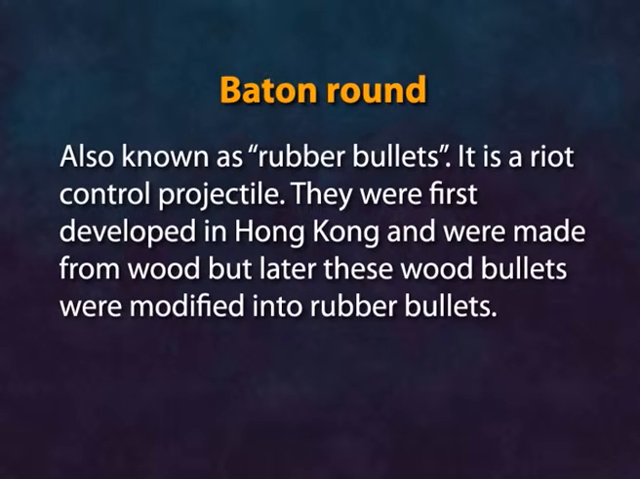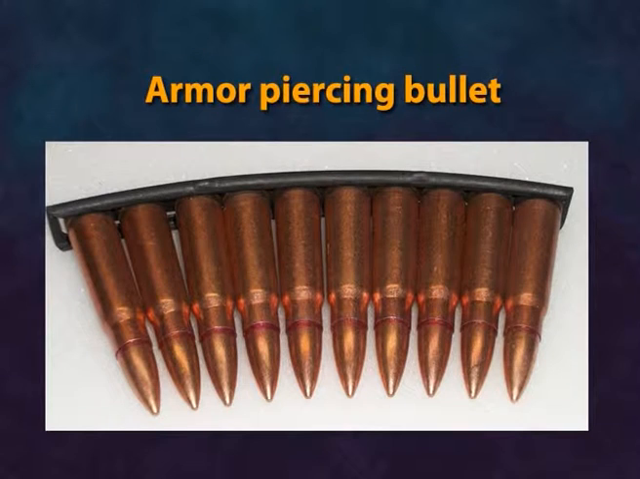The fourth type is the baton round. These are also known as rubber bullets. It is a riot control projectile. They were first developed in Hong Kong and were made from wood, but later these wood bullets were modified into rubber bullets also. The next type is the armor piercing bullet.